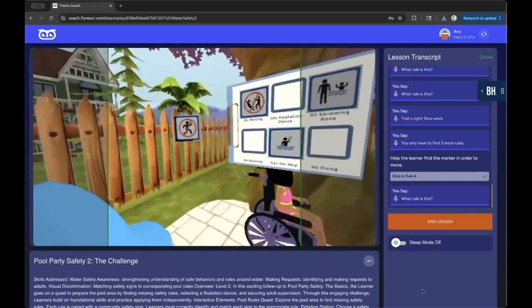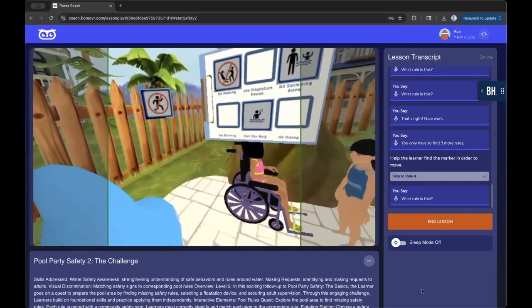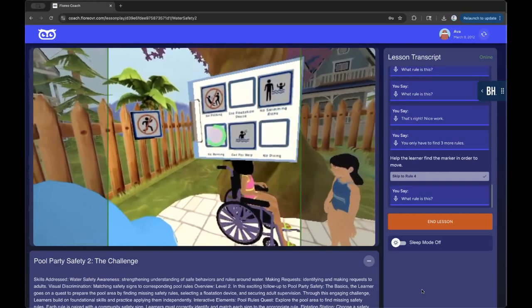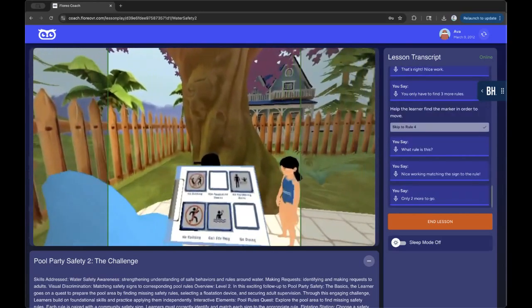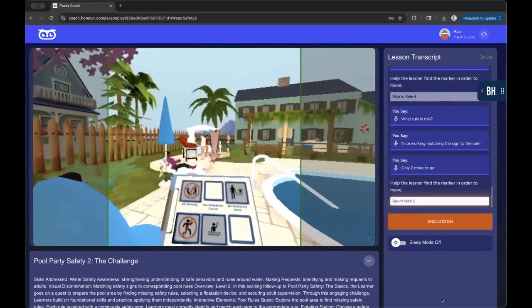Nice looking, Heather. I definitely know what this one is. No running by the pool. I tell my kids that every time we go. Definitely no running. No running by the pool. It's wet, it's slippery, you can hurt yourself. All right, 2 more to go.